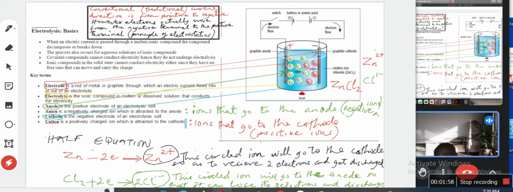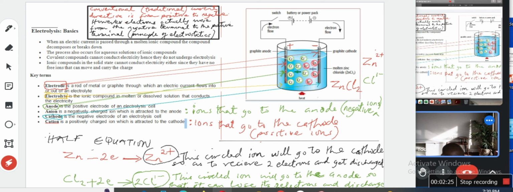But wait. It does conduct electricity when it's molten because the charged ions are free to move about. Excellent. Ionic compounds conduct electricity in their molten state, and also when they are in aqueous solution.